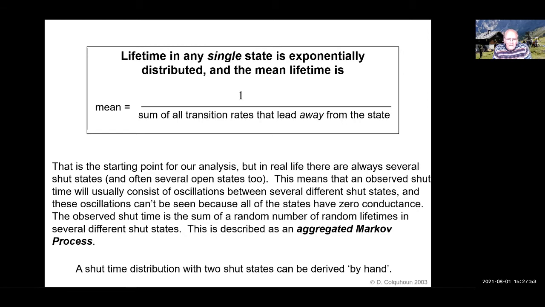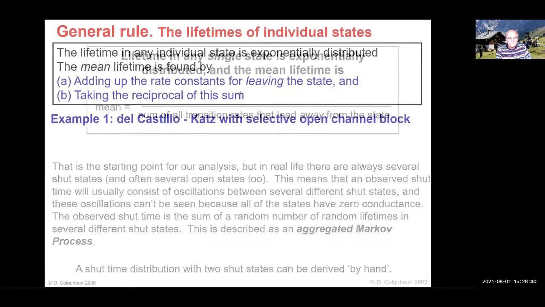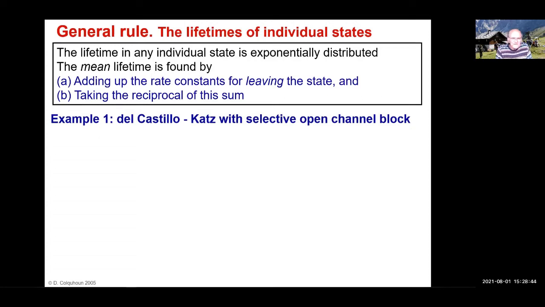though in real life there are always several shut states which need to communicate with each other, and there's often several open states too, and this means that an observed shut time will usually consist of oscillations between several different shut states. You can't see which particular shut state it's in because all the shut states have the same zero conductance. So the observed shut time is the sum of a random number of random lifetimes in several different intercommunicating shut states. So what we're dealing with is not so much a Markov process as an aggregated Markov process. Let's keep it simple for the moment, though, and just consider where we're interested in the lifetime of individual states.